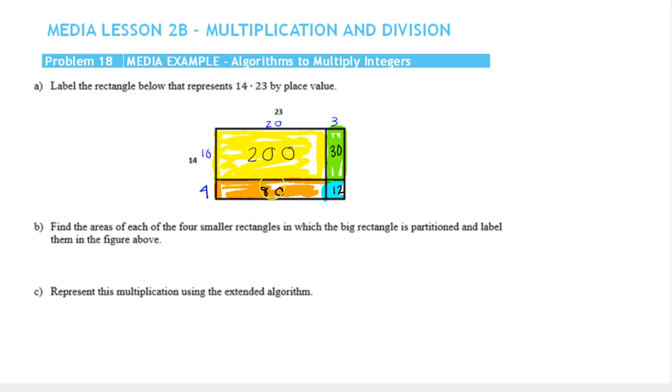Okay, so we found all of these different amounts. Now we're going to represent this so we can add them up, in any order we want: 200, 80, 30, 12. Combining them all, 8, 9, 10, 11, 12, we get 322. But now we're going to represent this using the extended algorithm. That's just going to show us how all these pieces fit into the algorithm that you probably learned in school.